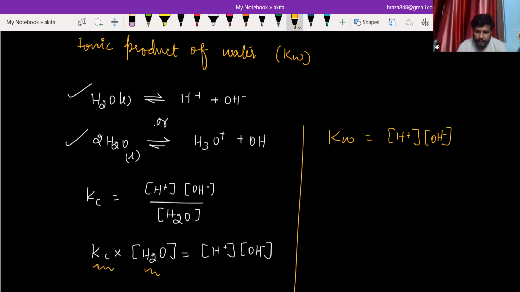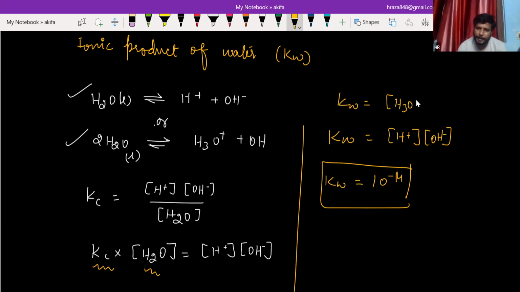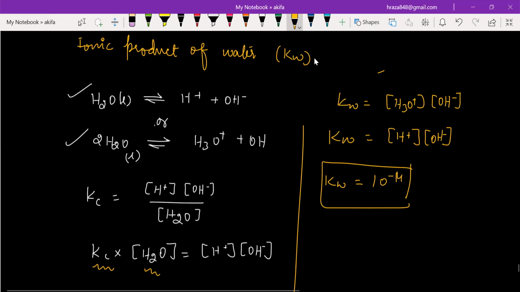And this Kw has a value of 10 raised to the power minus 14. And we can also write Kw equals H3O positive into OH minus. Just write it and let me know if you're finished with this.